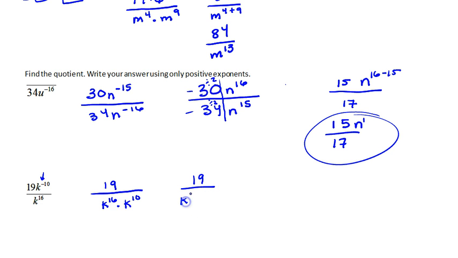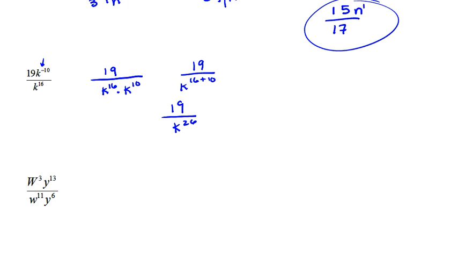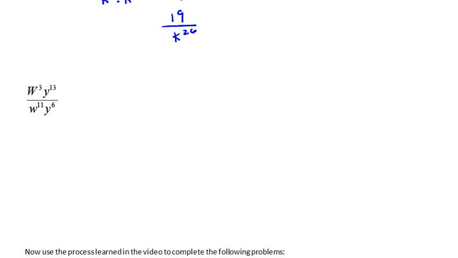19 over k to the 16 plus 10, or 19 over k to the 26th. So that one was a little bit easier. Here's one more example.